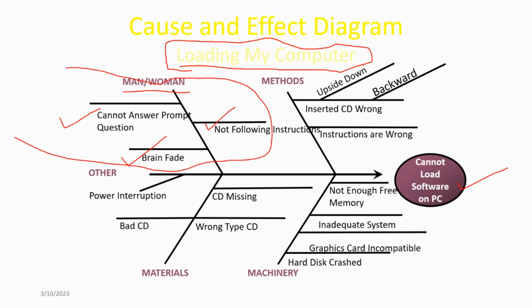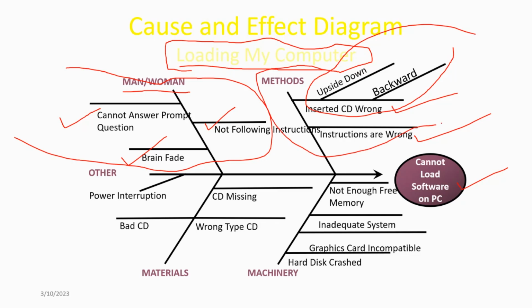Then on the method side, I am inserting the CD wrong, or the instructions to install itself is wrong, or when I say I am inserting the CD wrong, maybe it is upside down or backward, front, whatever, right? So these are the problems because of methods. Then when you say machinery, it refers to your computer. It may be that your computer doesn't have enough space, or the software is not compatible with your computer, right? And when it comes to materials, it can be because of the wrong type of CD, or a bad CD, or a missing CD, right?